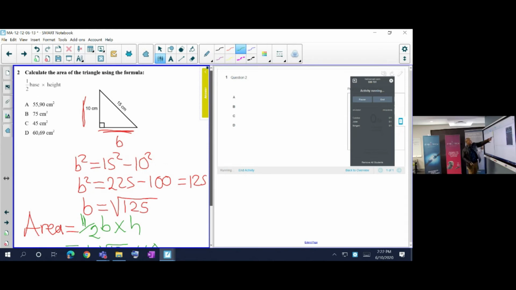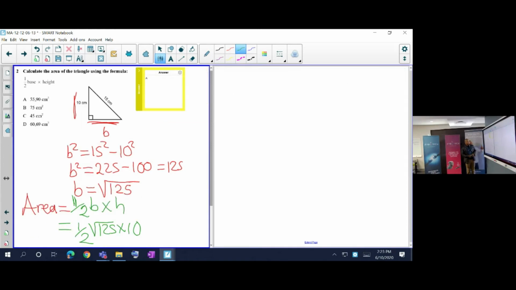So let's see what that will give us on the answer. That will give us 55.9 centimeters squared as the area. I guess that you got it correct, and you understand how we used Pythagoras to get the base so that we can calculate the overall area of the triangle.